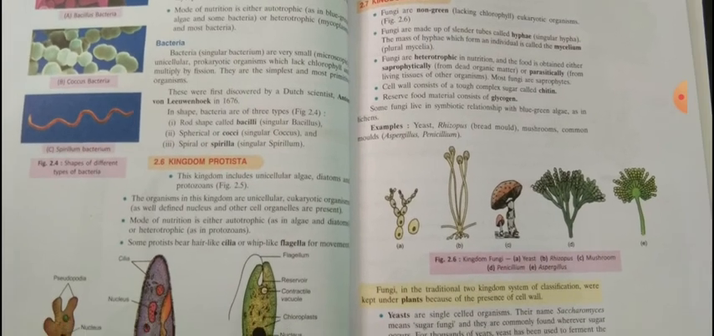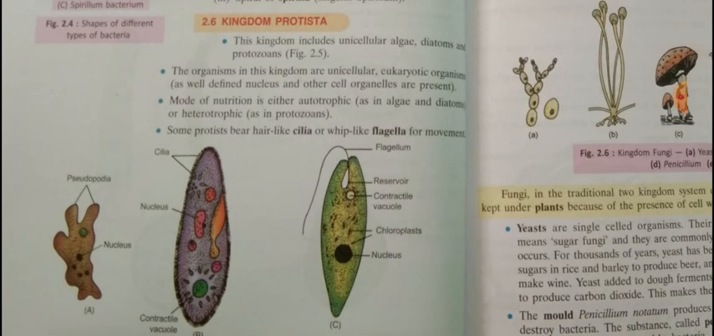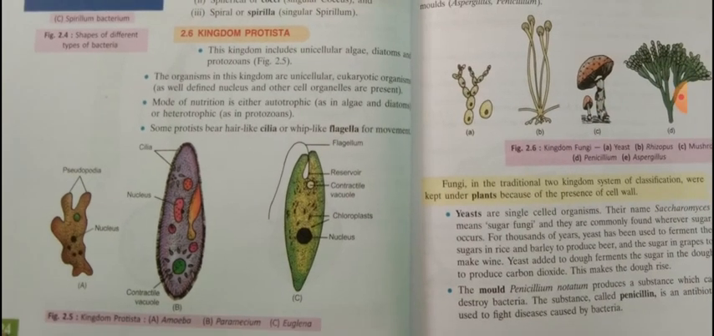Moving to the next kingdom, that is kingdom Protista. This kingdom includes unicellular algae, diatoms, and protozoans. The organisms in this kingdom are unicellular eukaryotic organisms. They have a defined nucleus and other cell organelles are also present. That is why they are eukaryotic organisms. The mode of nutrition is either autotrophic or heterotrophic. Okay, and some of the protists bear hair-like cilia.